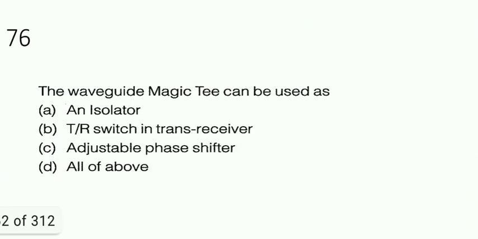Next one, the waveguide magic T can be used as, so direct question, magic T can be used as an isolator, or it may be used as a transceiver, or it may be used as a variable phase shifter. So these are all the applications of the waveguide magic T. First one is isolator, transceiver, and variable phase shifter. Right? So option A is the right answer.